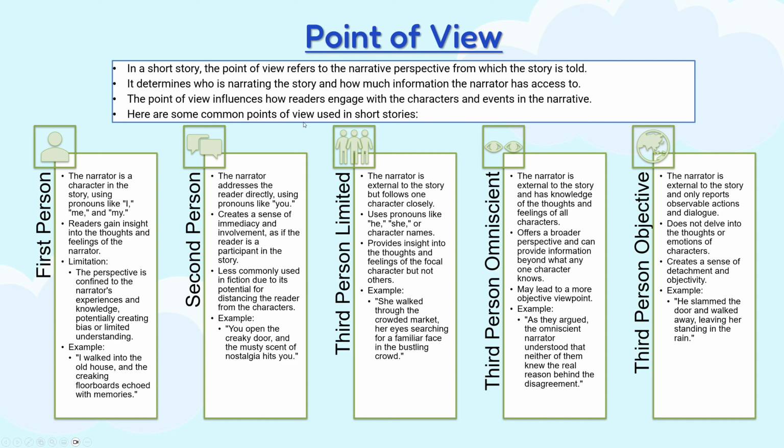So here are the common points of view used in short stories. First person. The narrator is the character in the story, using pronouns like I, me, and my. I, me, and my mean that the narrator is part of the characters in the story and is telling the story from their perspective. The readers gain insight into the thoughts and feelings of the narrator. But there is a limitation here. The perspective is confined to the narrator's experiences and knowledge, potentially creating bias or limited understanding.